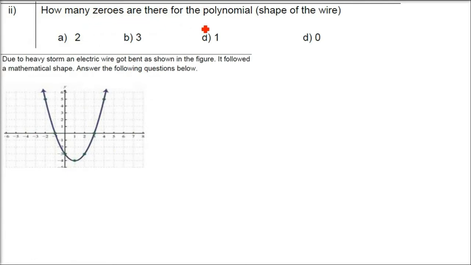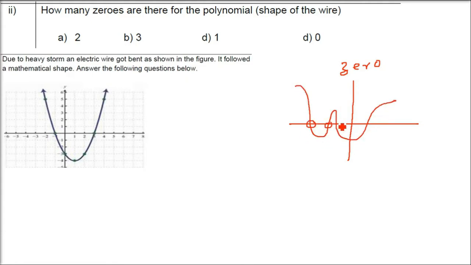How many zeros are there for the polynomial? So, the shape of the wire. See, what is a zero? Whenever you have an expression or function that is showing some figure, the number of times this figure intersects the x-axis, that is the zeros. So this is 1, 2, 3, 4. Four times it is cutting this particular figure. So there are 4 zeros for this figure.